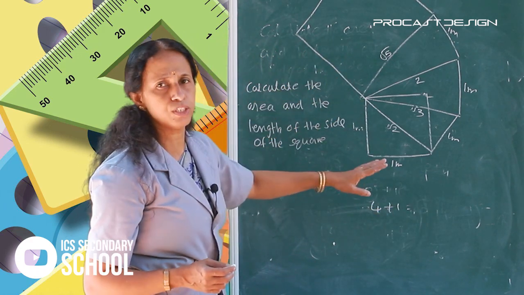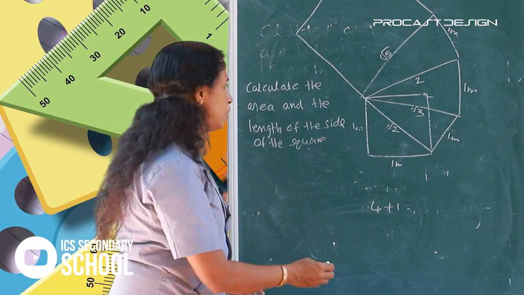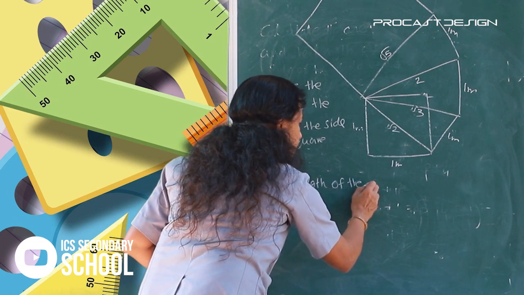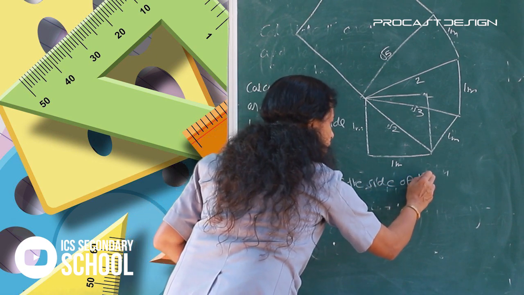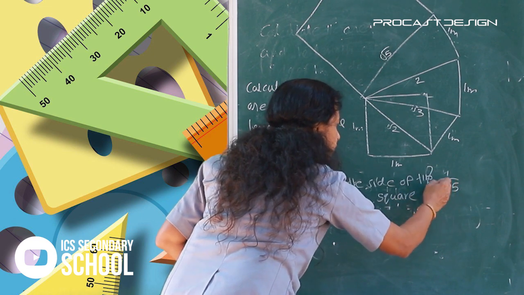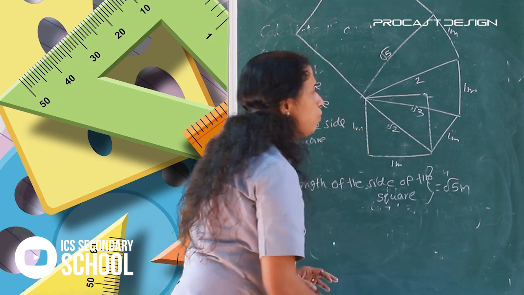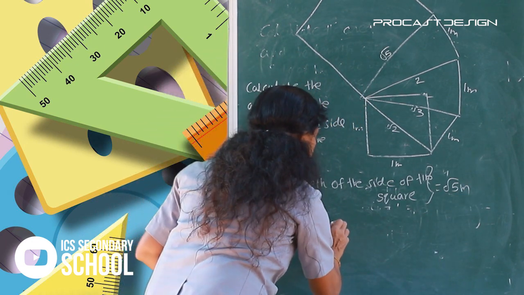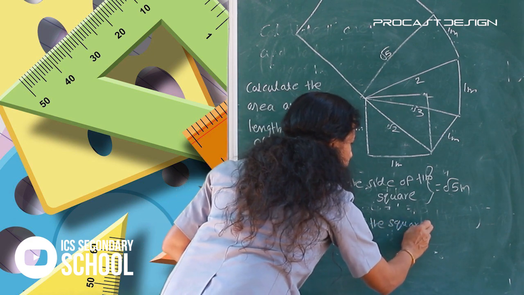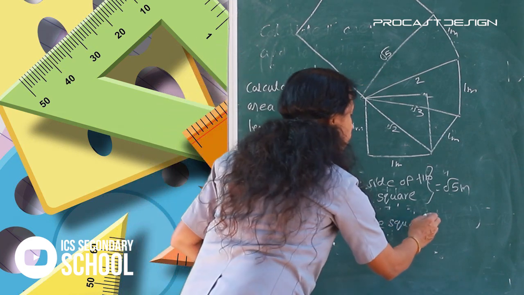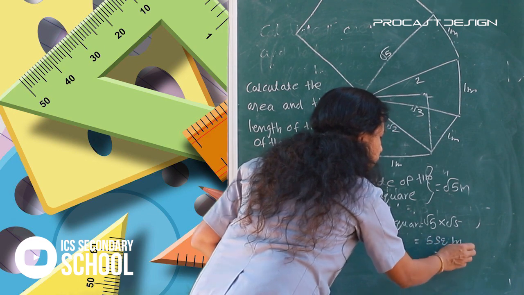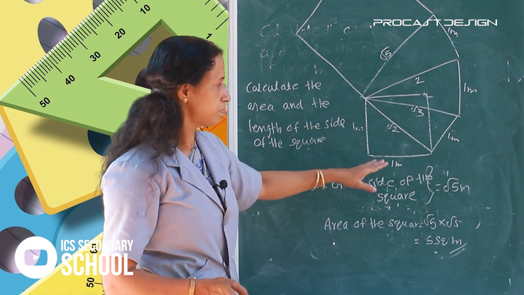The length of the side of this square is equal to root 5 meter. The area of this square is equal to side into side, which is root 5 into root 5, equal to 5 square meter.